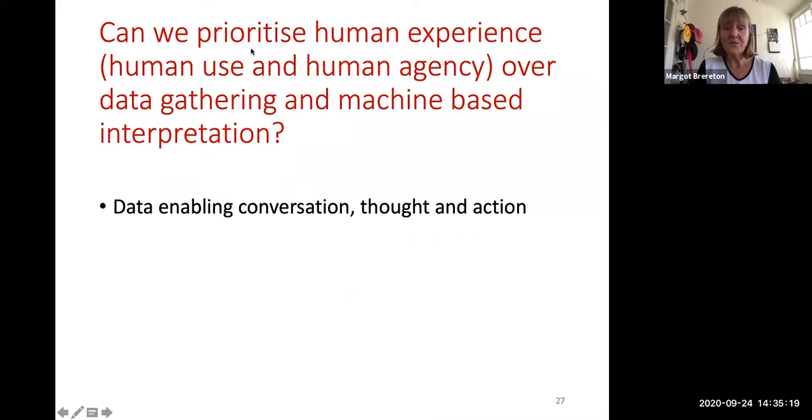There, I just want to say, are there ways that we can prioritize human experience and human agency over data gathering and machine-based interpretation? I think there is a possibility for both kinds of system to be at work. I know that especially when dementia sets in, there are certain elements of automated systems that can potentially be very useful, but there are also a lot of ways in which you can engage more social interaction and agency for the people giving over their data. And I think that data that enables conversation, thought, and action in the immediate experience of the data is perhaps where we should be moving towards.